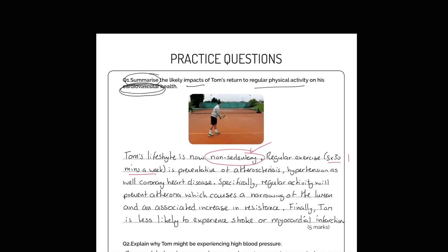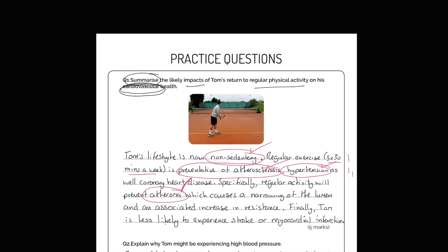Is preventative of atherosclerosis. Okay, so my circle tick, 1 mark over there. Hypertension as well. I'll probably get another mark for that. Chronic high blood pressure, as well as coronary heart disease. Now, I'm not going to give myself a CHD. It's kind of a generic term. I might get the mark, but let's go on. Specifically, regular activity will prevent atheroma. Now, interesting one. Will atheroma and atherosclerosis get us two different marks or one?